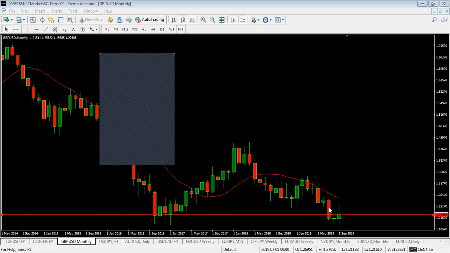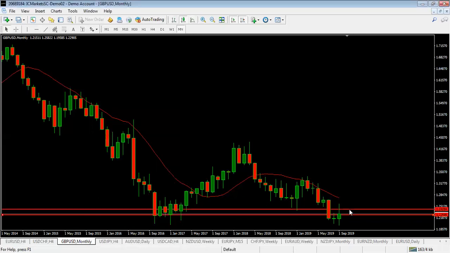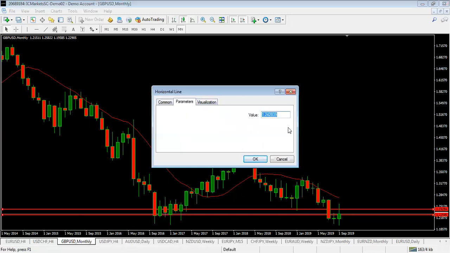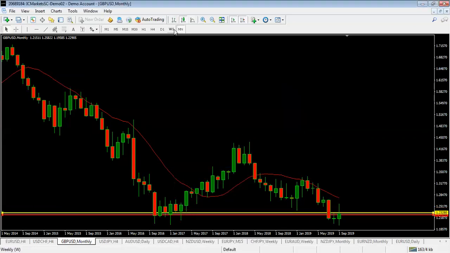We have 1.2705 plus 1.2118 plus 1.2161 divide 3. So let's see what we have for the monthly. You can see. So let's go back to weekly.